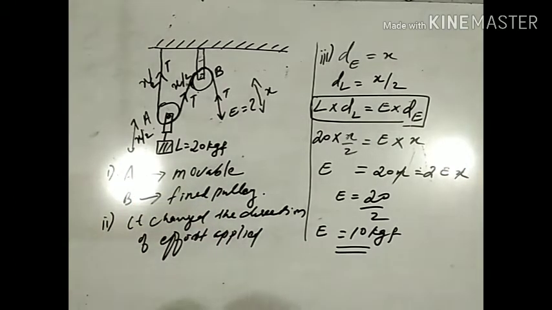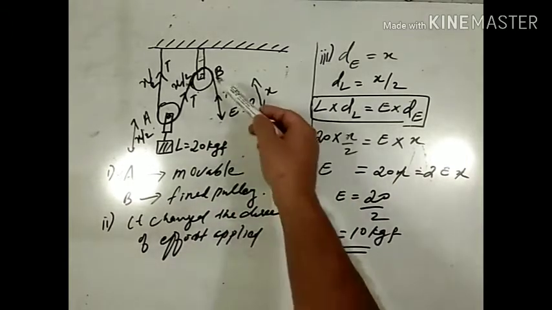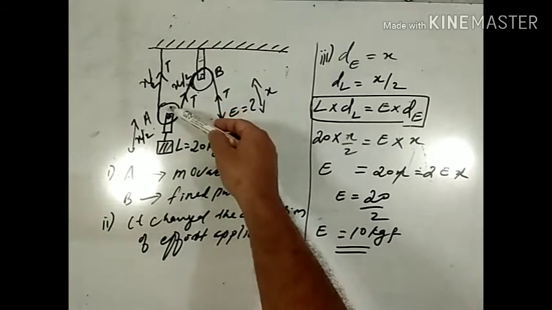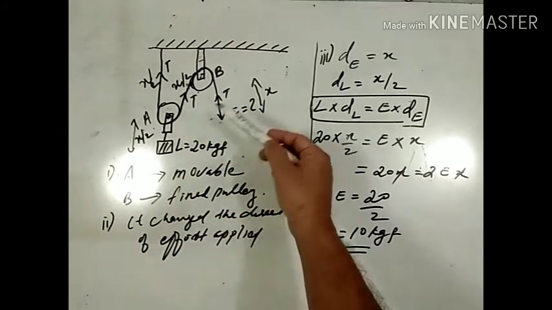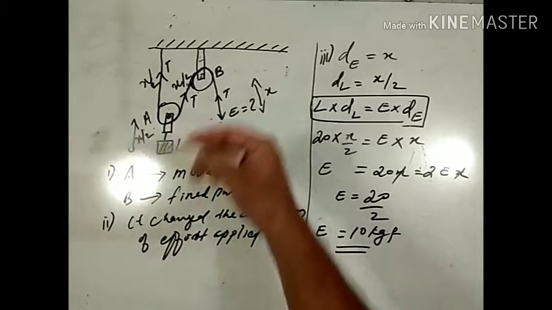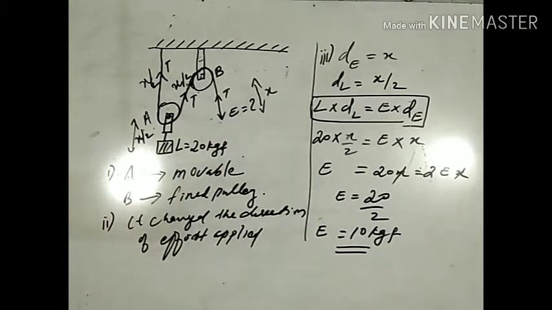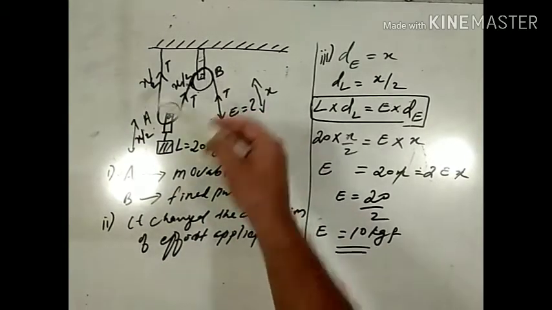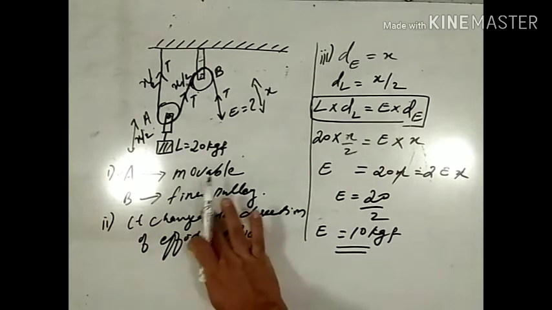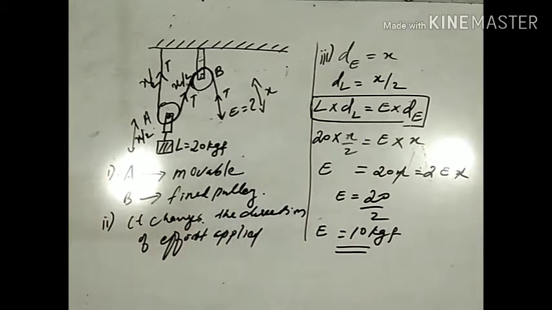Coming to the second part. State the purpose of pulley B. For what purpose is pulley B attached here? So in a single movable pulley, we attach a single fixed pulley to change the direction of the effort applied. That is the only function of a single fixed pulley, to change the direction of the effort applied. So pulley B changes the direction of effort applied.